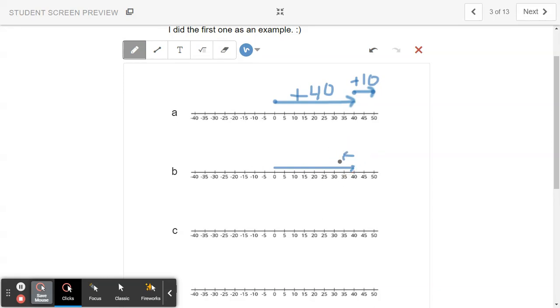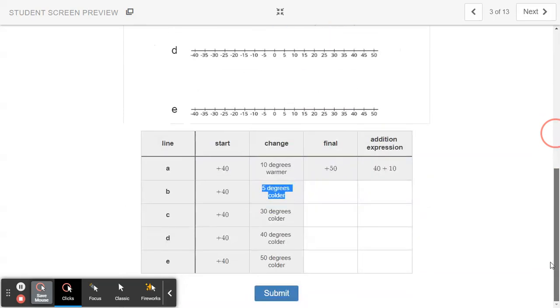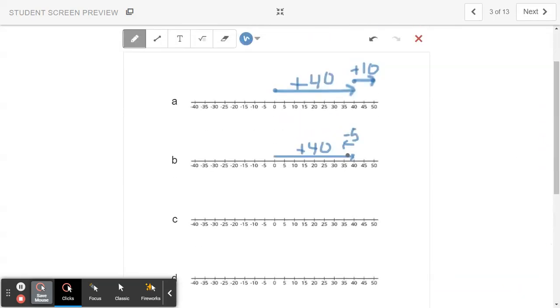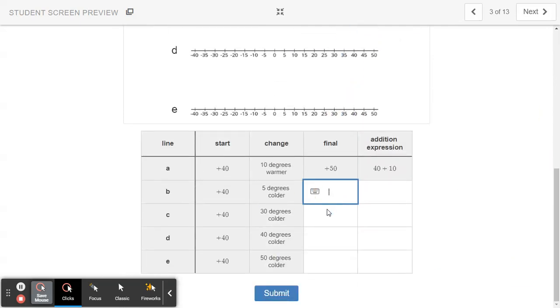Okay, so I know that this line stands for +40 and it came first. I know that this line is actually a -5, right? Because it's showing -5, going back 5 degrees. And I can look, I ended up at 35 degrees. That's where this line ends up. So I ended at positive 35. That's what they're asking us to do.